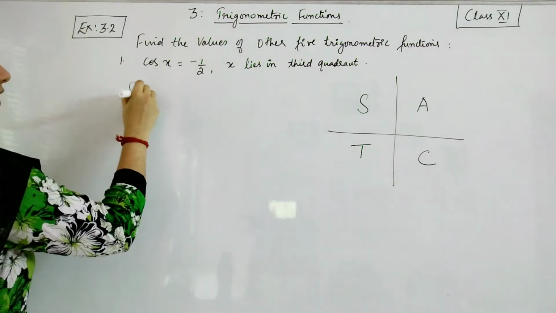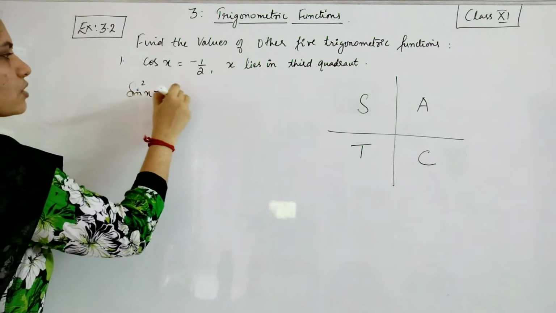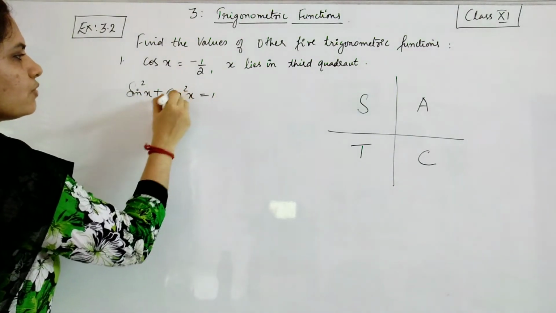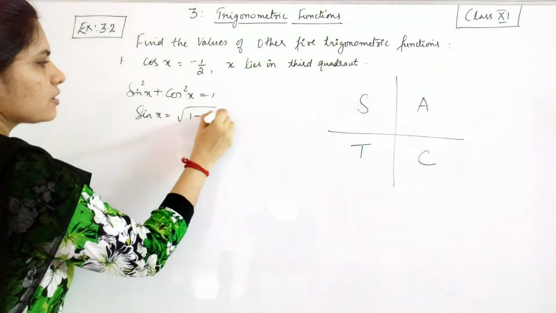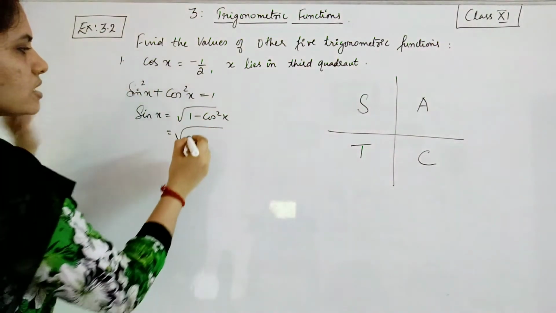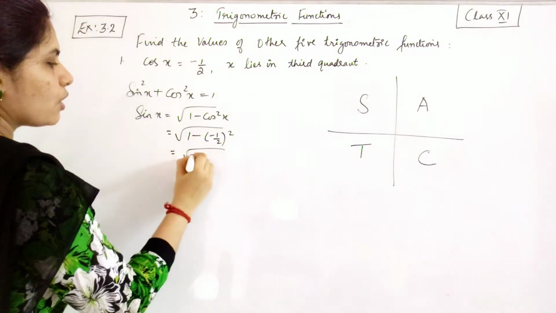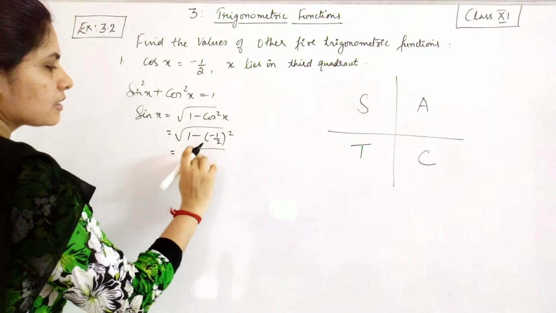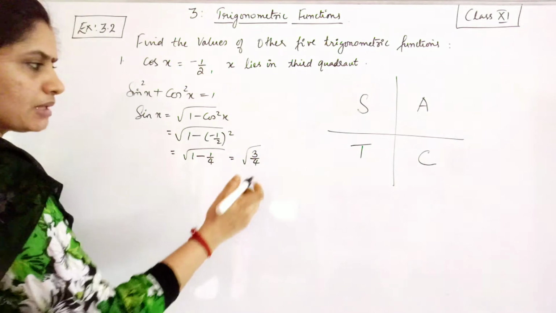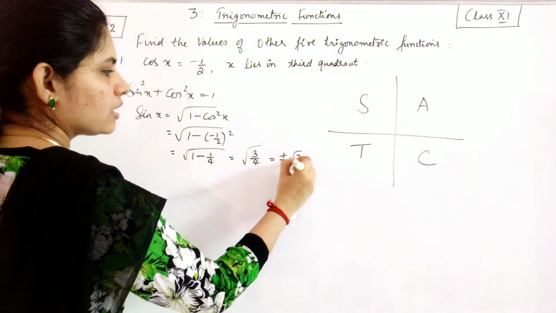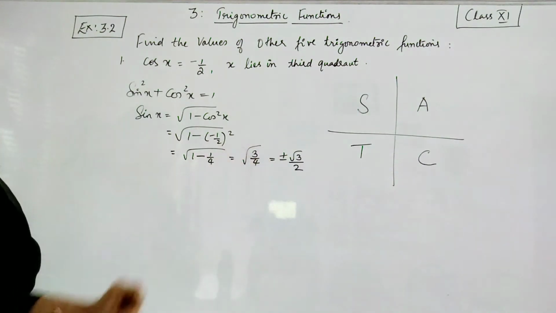First we can just find out what is sine x, and in order to find sine x we are using the relation that sine square x plus cos square x is equal to 1. So what you will get, sine x is equal to root of 1 minus cos square x, right? Replacing the value of cos, you will have 1 minus of 1 by 2 the whole square, which is equal to root of 1 minus 1 by 4. This will give you root of 3 by 4, which can be written as plus or minus root 3 by 2. Okay, root of 4 is 2, and since it is a root, we can take positive and negative.